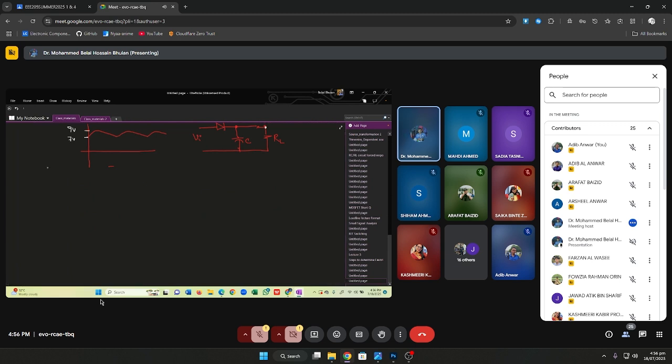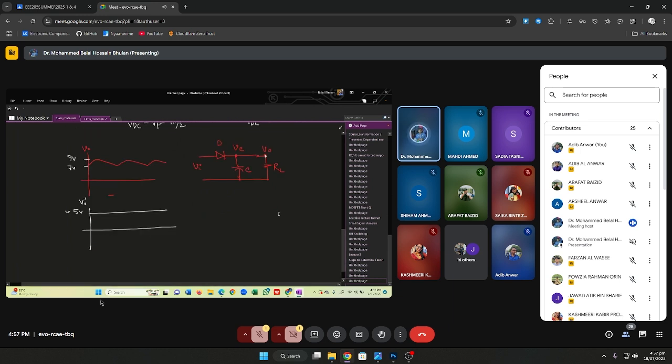Output, say 5 volt. V naught prime, I want 5 volt or closer to 5 volt, something approximately 5 volt DC. Remember I said that the role of an engineer is to play with the signal.